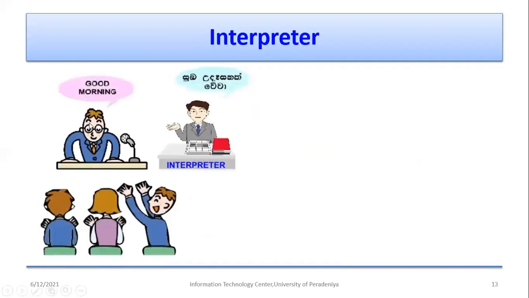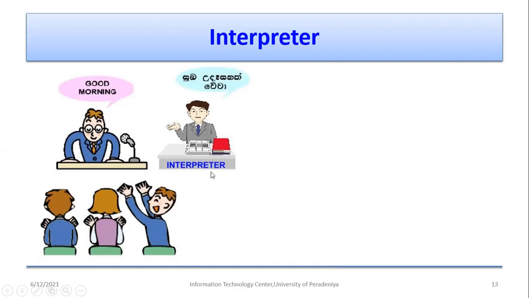If it is an interpreter, they take the first sentence from the lecture and then convert it into the translation medium. So during the lecture, once they complete the first sentence, the interpreter converts it into the translation medium. Then the lecturer explains the second sentence, then the interpreter converts that into the translation medium. Likewise, the interpreter converts line by line.